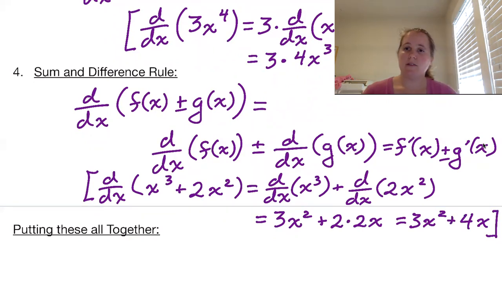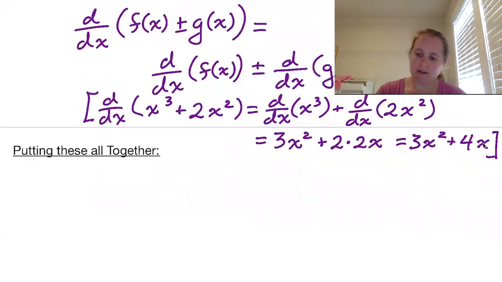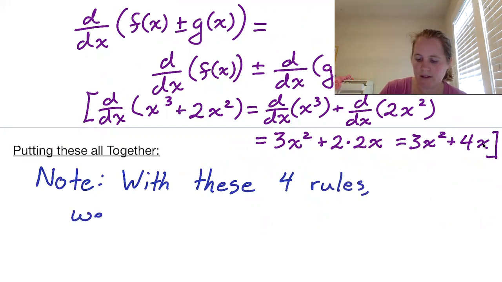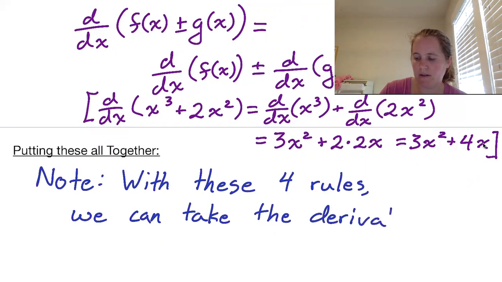As you can see from the previous example, if we put all 4 of these rules together, that means we can take the derivative of any polynomial we want. So just note, with these 4 rules, we can take the derivative of any polynomial function.